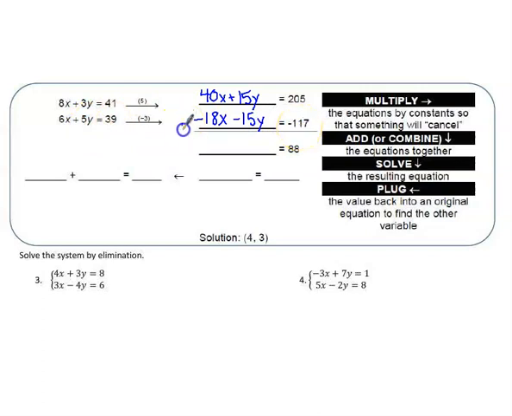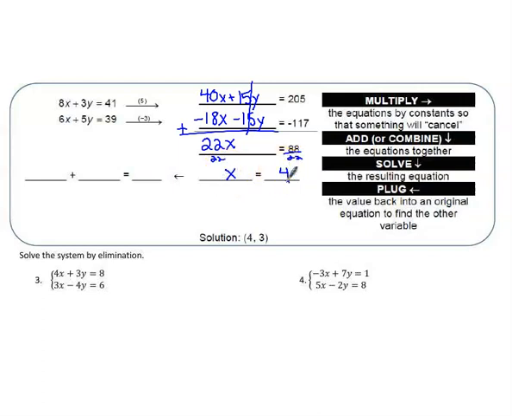And now if we add these two rows together, it's why it's called the addition method also, but it's also called elimination, because if we add these together, that goes away. 15y and negative 15y is 0y. 40x and negative 18x is 22x equals 88. Divide both sides by 22, and you get x equals 4.